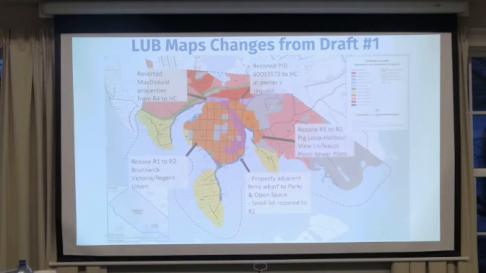I'm really confused because there are a lot of lots on the peninsula that are way smaller than what you were saying are required for the R1 zone. Yes, correct. I do not see how the ones up by the old cemetery, Brunswick Street, Victoria Street, Regent, Union, meet the R1 protection.